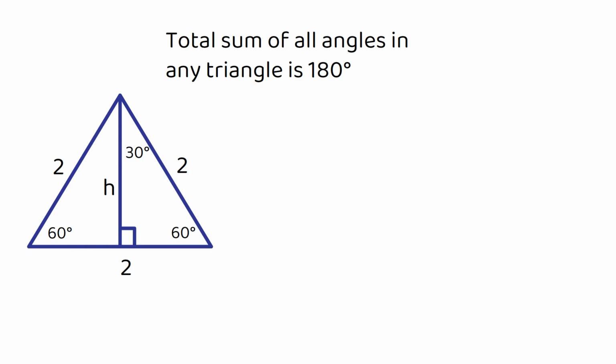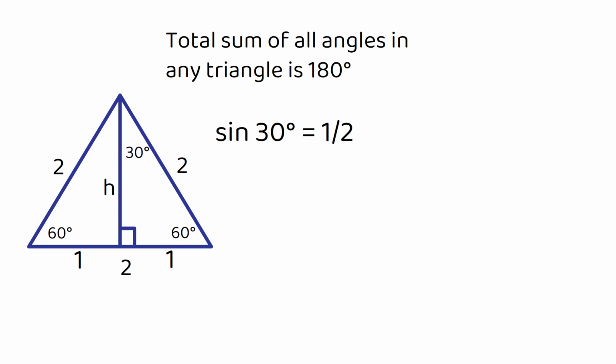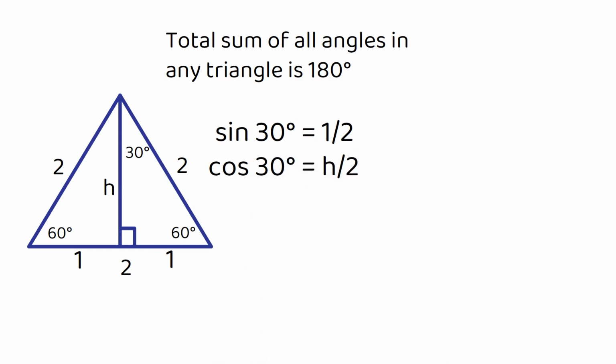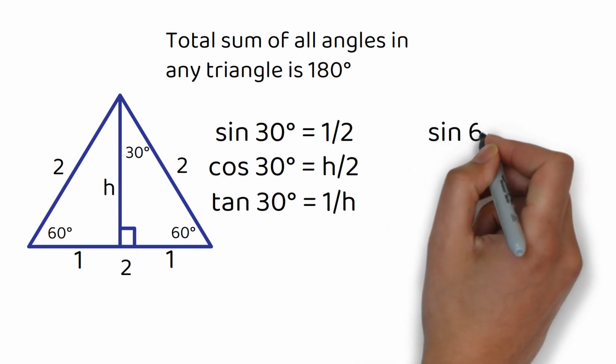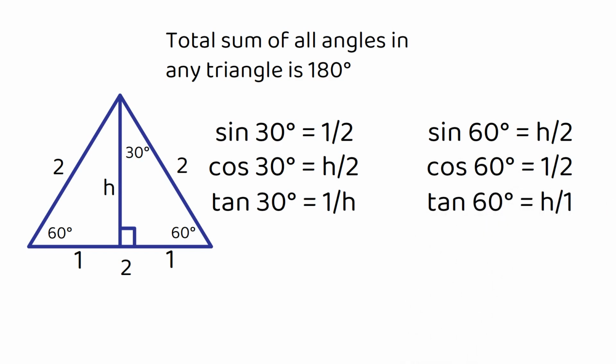We also get 2 right triangles, with a hypotenuse of 2 in each case. Therefore, we can conclude that the sine of 30 degrees, which is opposite over hypotenuse, is 1 over 2, the cosine of 30 degrees is the height divided by 2, and the tangent of 30 degrees, which is opposite over adjacent, is 1 over the height. We also have the sine of 60 degrees, if we look at the base angle, being the height divided by 2, the cosine of 60 degrees being 1 over 2, that's adjacent over hypotenuse, and the tangent of 60 being h over 1.